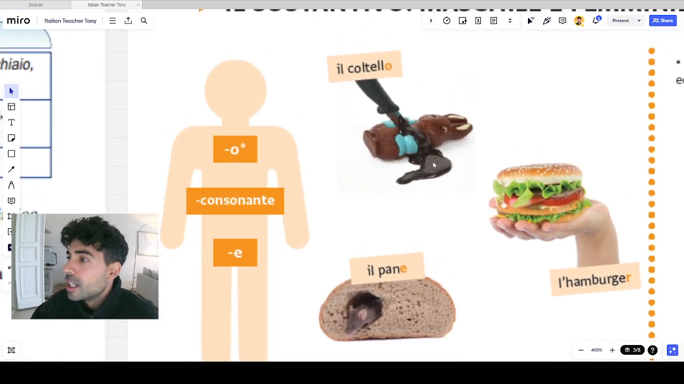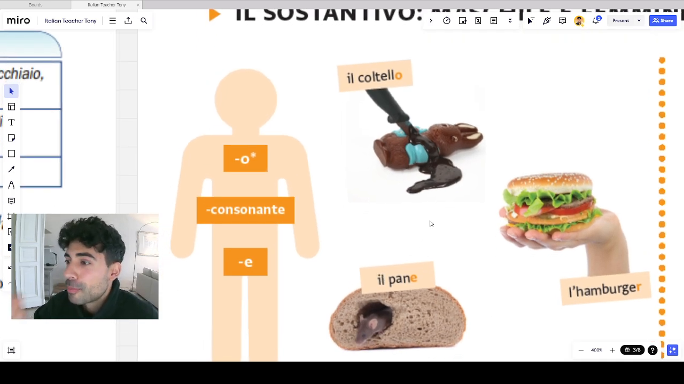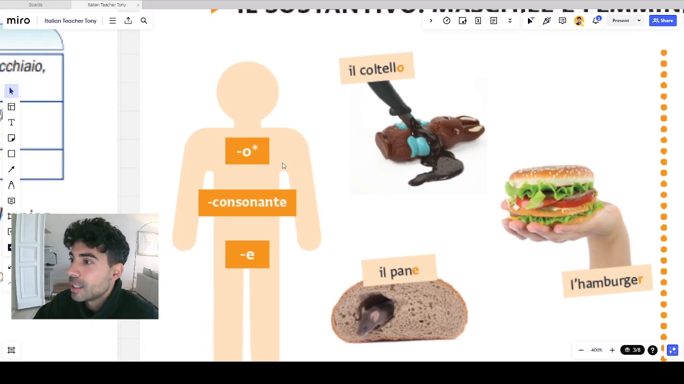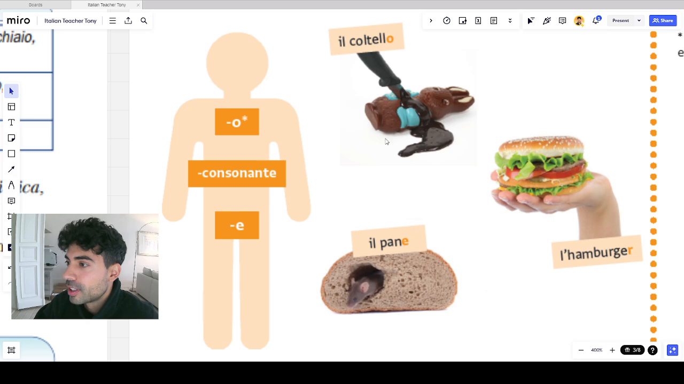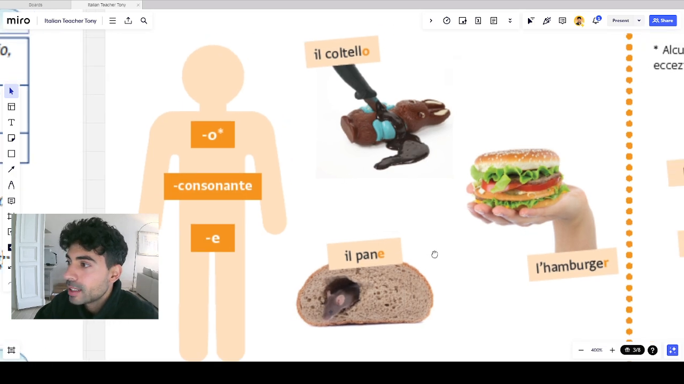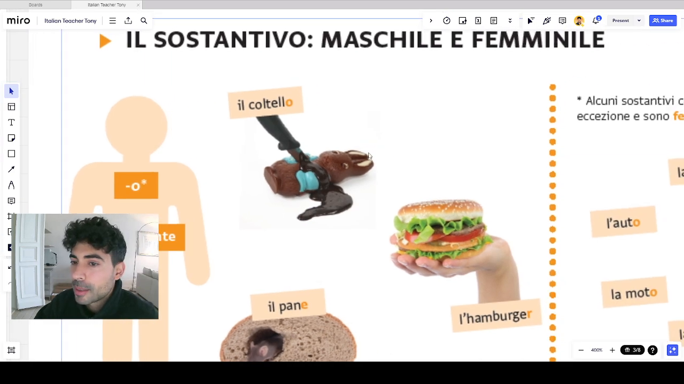Well, if we're talking about masculine singular, 99% of masculine singular words will be ending with O, with a consonant, or with E. For example, il coltello, the knife. Il pane, the bread. L'hamburger, the burger. Masculine singular will have mostly these endings. There are a few exceptions, and we're gonna cover them in a second.